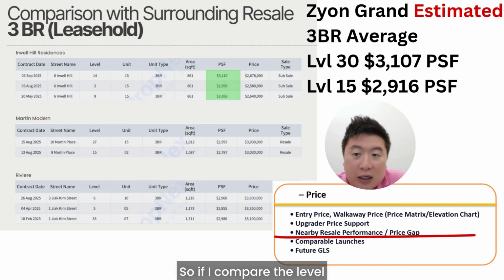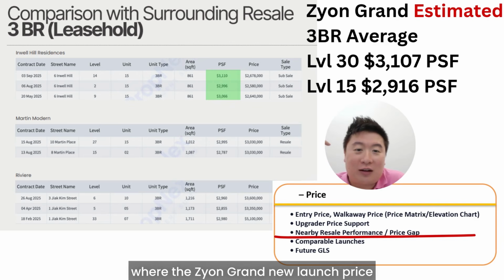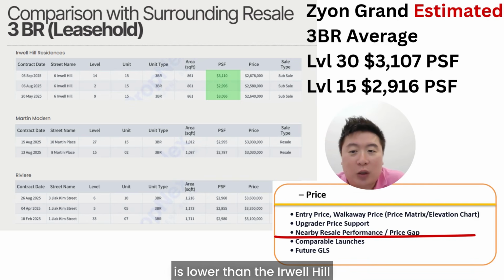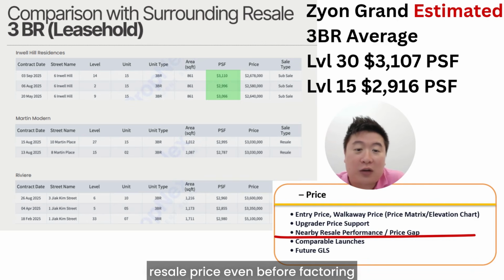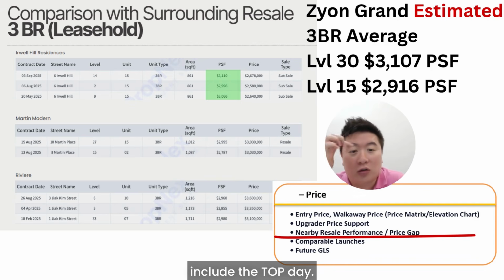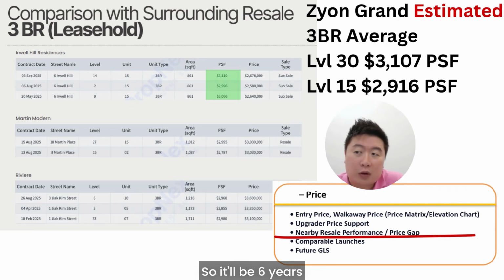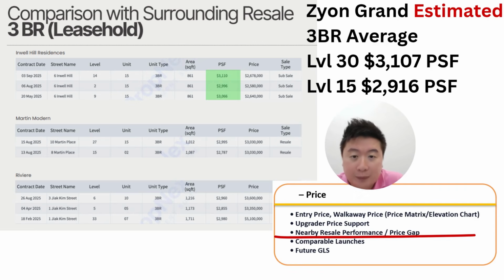So if I compare, say, the level 14, the first transaction, level 14 is 3.1K. Zion Grand Tribunal estimated is about 2916 at level 50. So again, it's the same situation where the Zion Grand new launch price was lower than the Irwell Hill resale price, even before factoring in the number of years difference. Although to be fair, Irwell Hill is at most 1 year plus. No, sorry, we should include the TOP day. We'll be comparing TOP versus TOP, so it will be 6 years difference as well.